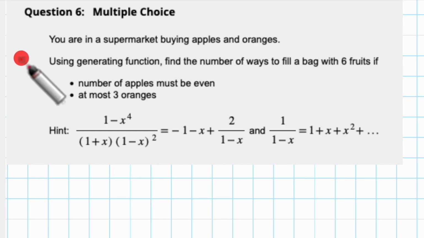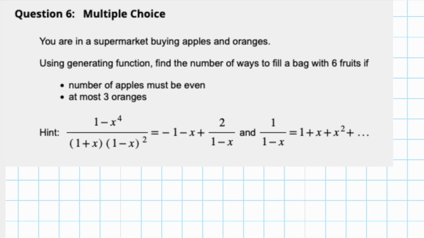How to solve this quiz problem. If you haven't tried the quiz, please stop watching this video. Do the quiz. Okay, the question is, you are in a supermarket buying apples and oranges. Using generating function, find the number of ways to fill a bag with 6 fruit if the number of apples must be even and at most 3 orange.